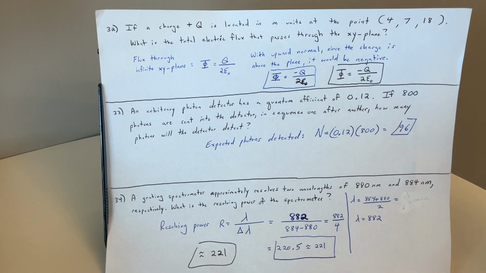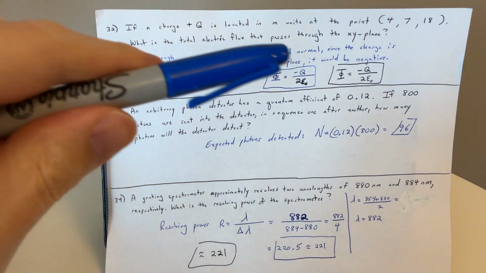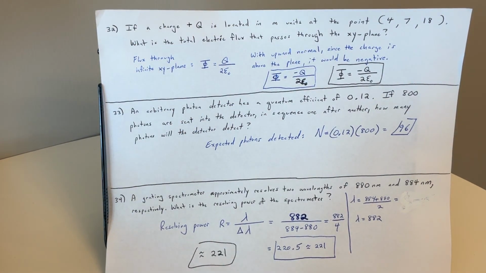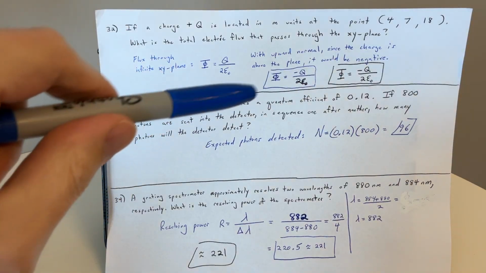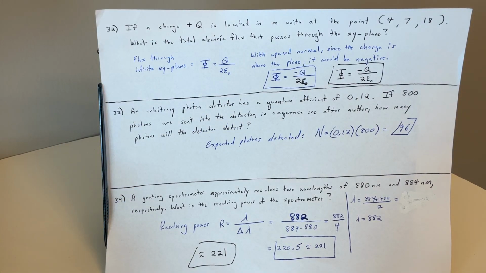And with an upward normal, since this charge is above the xy plane, what's going to happen is the flux would be negative. So I wrote this twice because this one came out a little sloppy. So the flux is equal to negative Q over 2 epsilon naught.